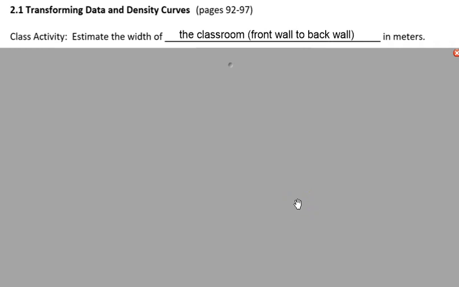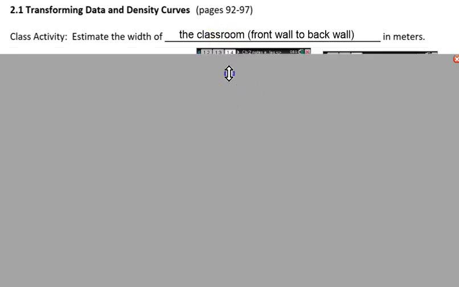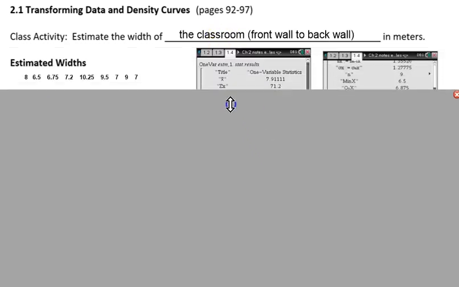In this class activity, I asked the students to estimate the width of my classroom from front wall to back wall in meters, not by standing up measuring. They had to sit in their seat and just look and kind of guess what they thought. So here were their estimated widths: 8, 6.5, 6.75, 7.2, and so forth. We had just a small class doing this.